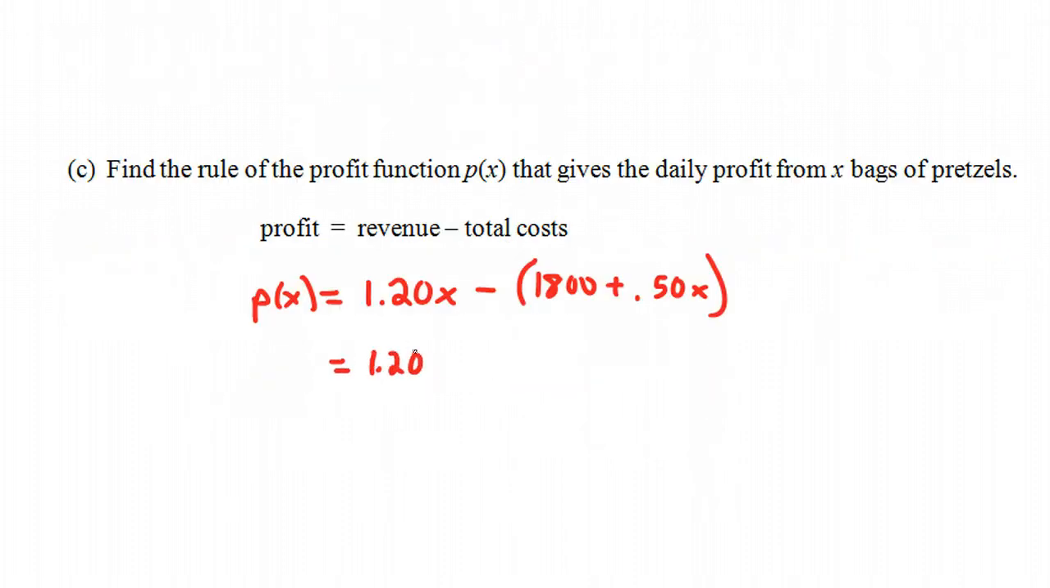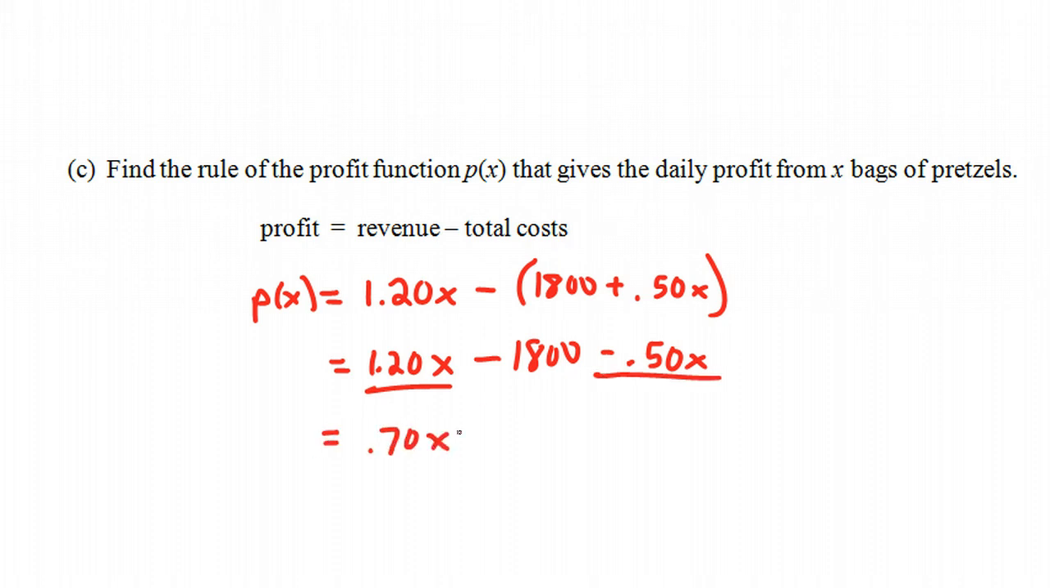This is 1.20x minus 1,800 minus 0.50x. Okay, we're distributing the minus. And 1.20x minus 0.50x is 0.70x. And we still have minus 1,800. Okay, so our P of x, our profit function, is this.